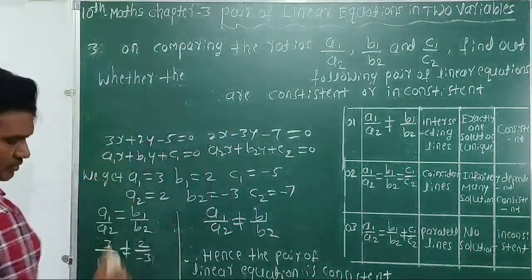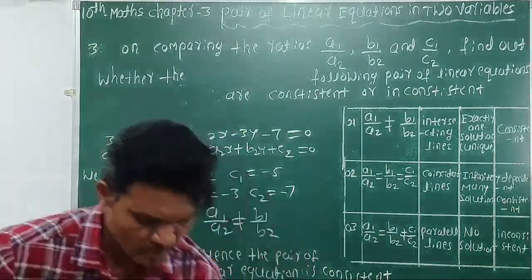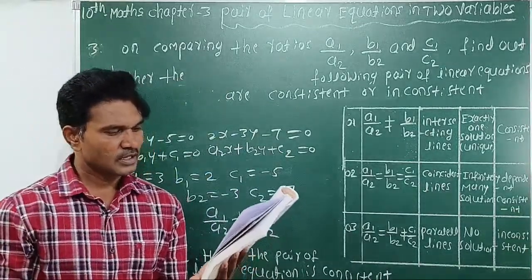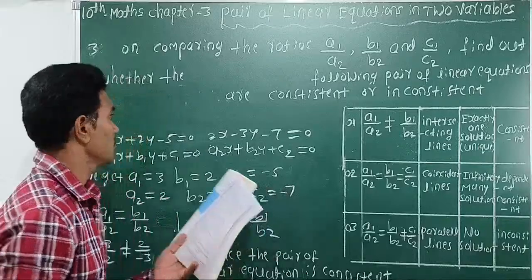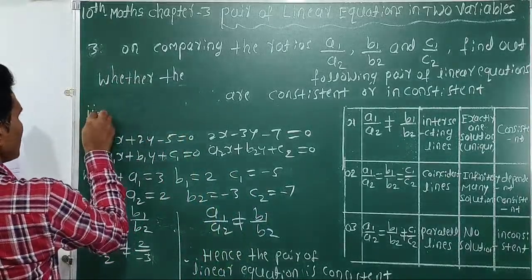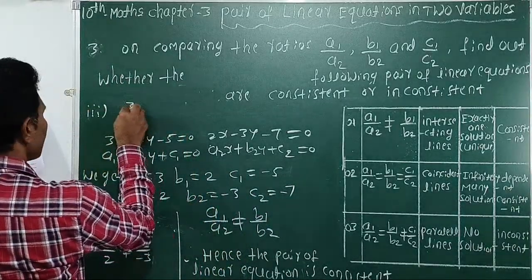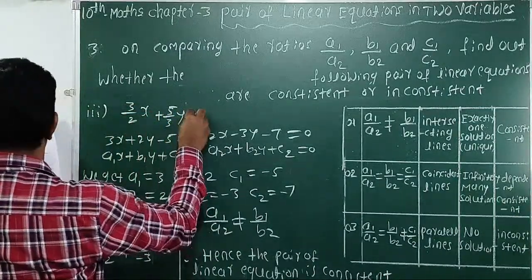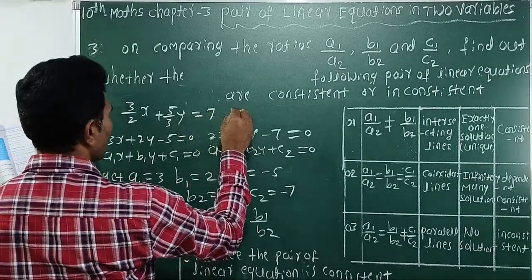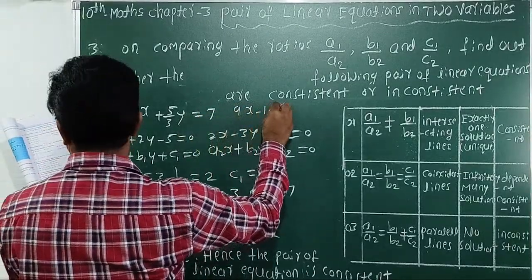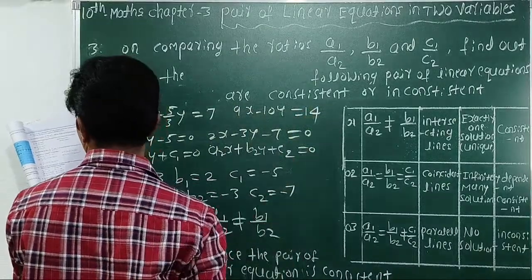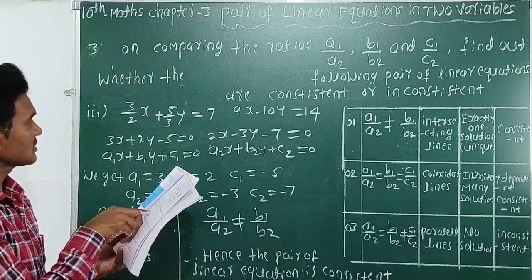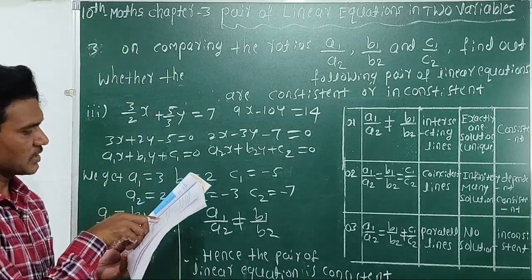Second problem. The second problem is an easy one. I am going to solve the second problem: 3 by 2 x plus 5 by 3 y is equal to 7, and 9x minus 10y is equal to 14.